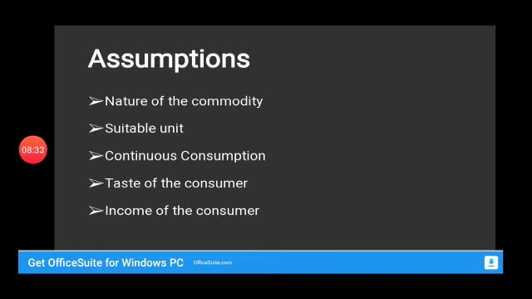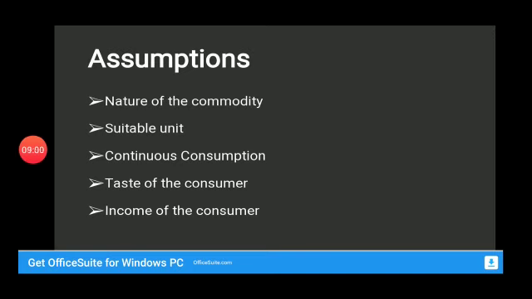If you are eating an apple, and the apple is of normal taste, then all the apples should be of normal taste. It shouldn't be like the 10th apple is the sweeter one. If it is so, then you will want to eat the 10th apple. So it says that the nature of the commodity should not change. Then, suitable unit.